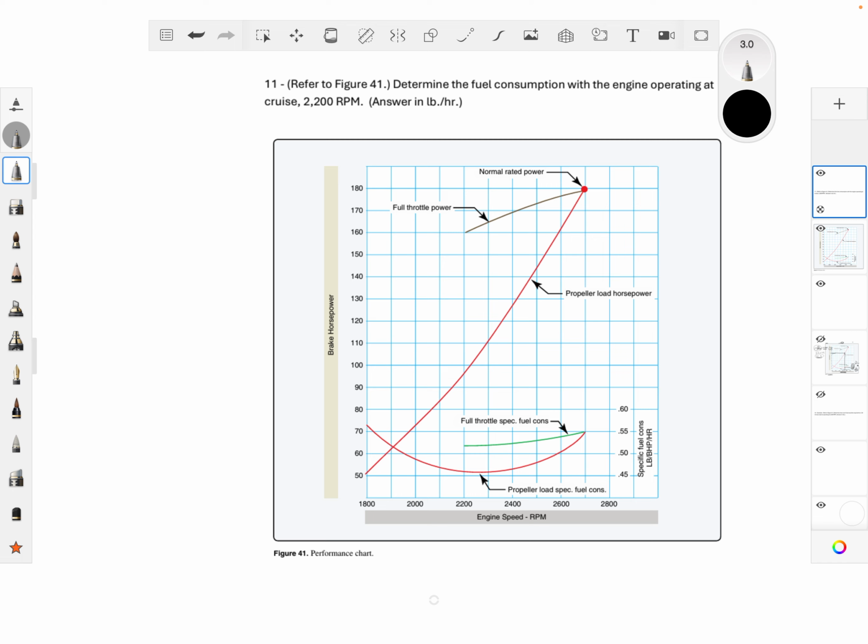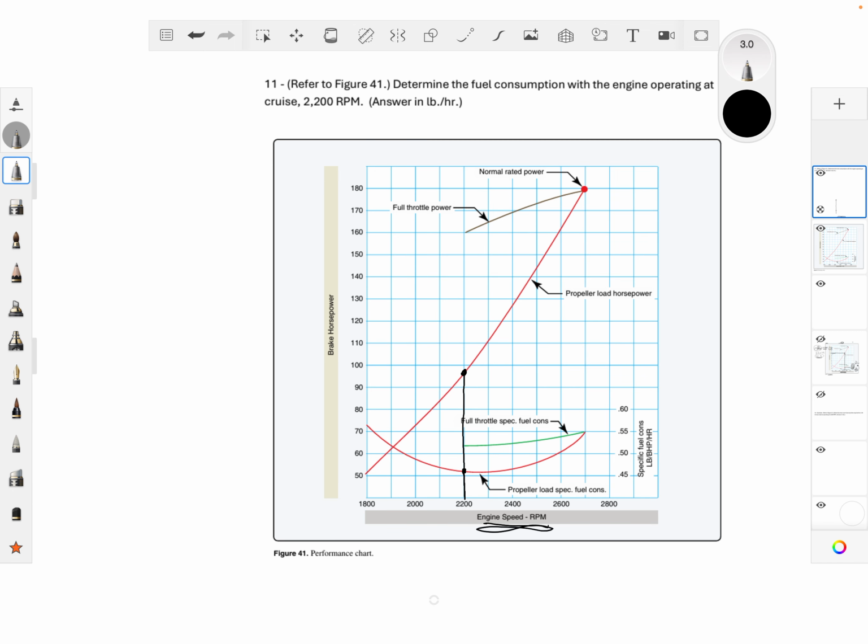So we have determined the fuel consumption with engines operating at cruise. So at cruise, we're going to be using these red curves, right? Not the green curves. If it said at full throttle, we would instead use the green curves. Okay, at cruise of 2200 RPM, we're going to go to our RPM, which is on the lower axis. We're going to go until we intersect this red curve here. We're going to get that number in a second. We're also going to take it up until we intersect with our second red curve.